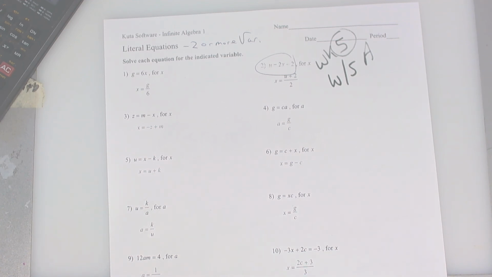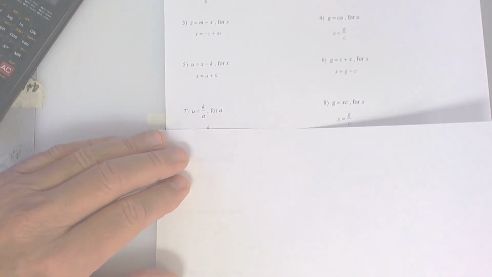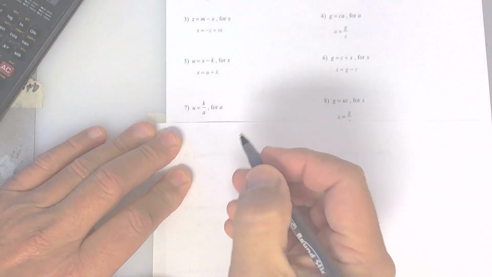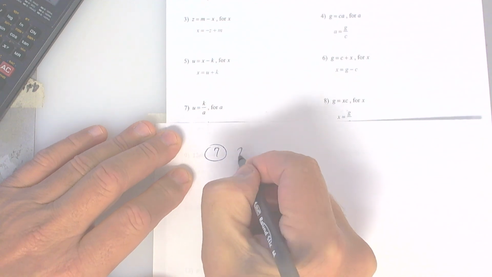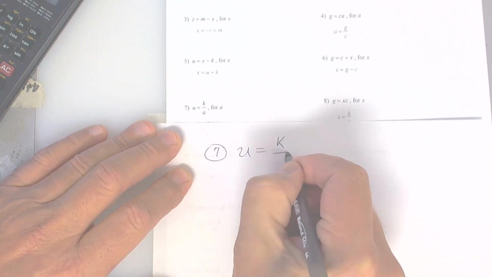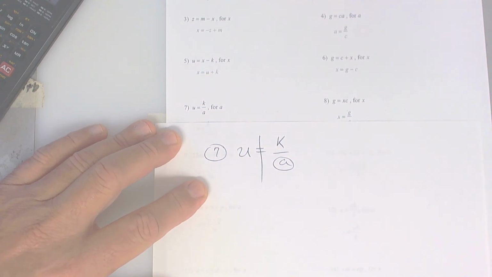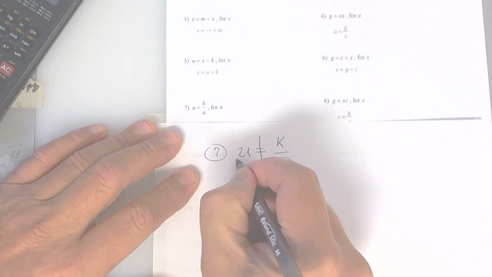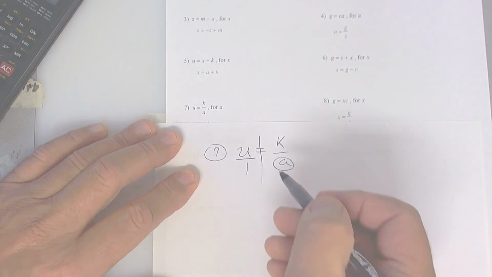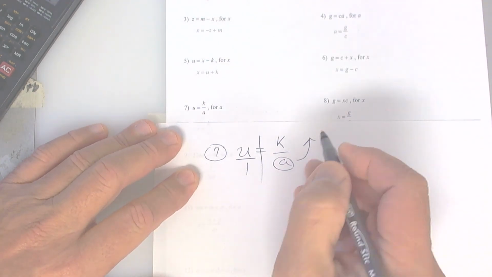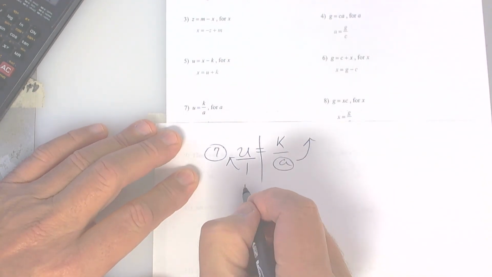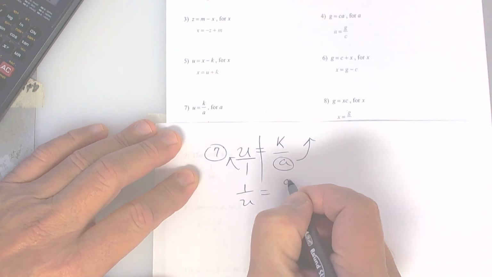Let's try something like this one, number 7. Copy this down. I'm going to get you started in a minute. So u equals k over a, and they want you to solve for a. Well, a is on the bottom. So what you can do is make this a fraction, just like that's a fraction. And then you can flip both of these. That's fair. So 1 over u is equal to a over k.